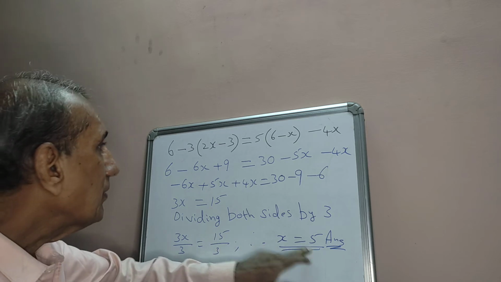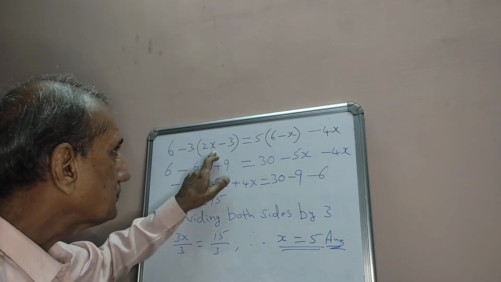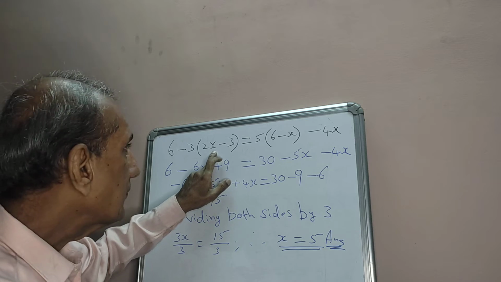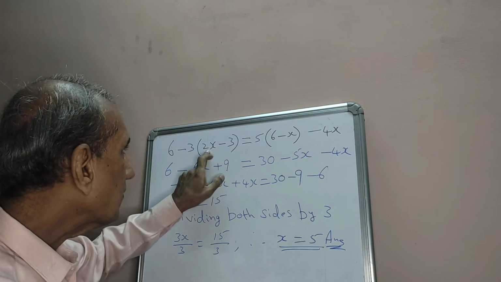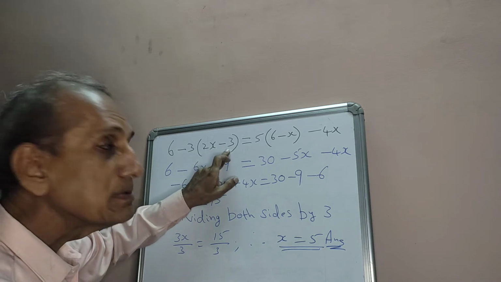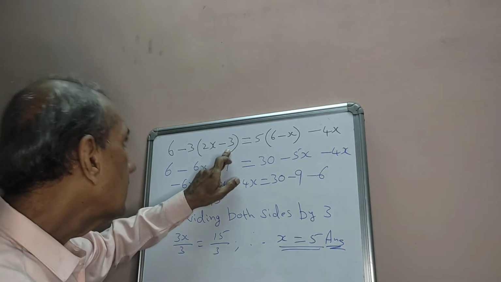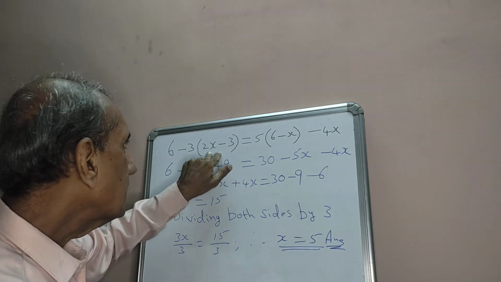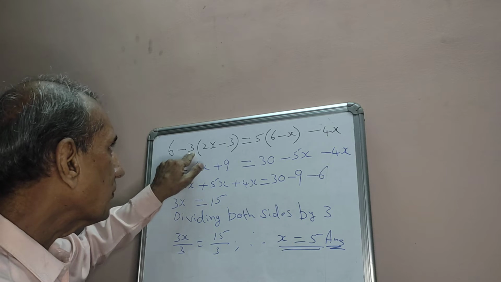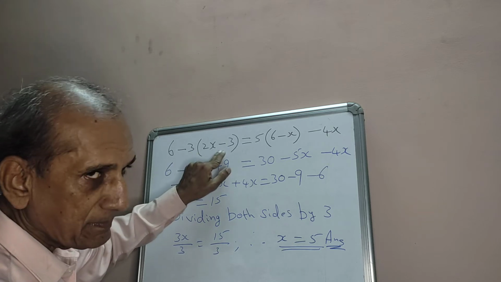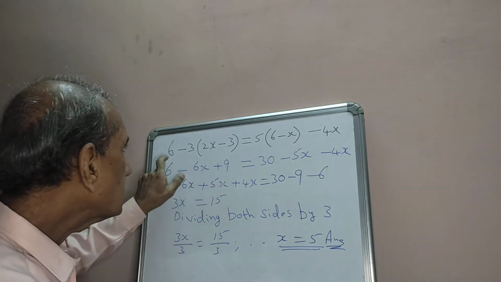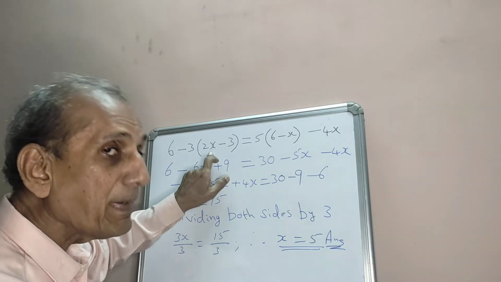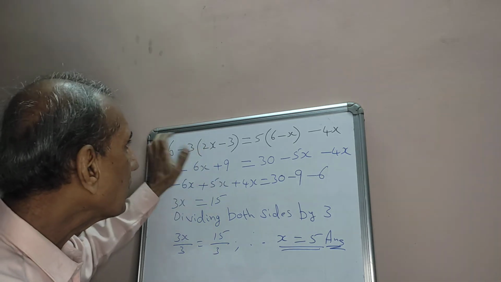Let me do it for you. 5 into 2 is what? 10. First we'll solve this bracket one. 5 into 10. 10 minus 3 is what? 7. Correct? Now 7 over here, then 7 into minus 3 is what? Minus 21. Correct? 6 minus 21 is what? Minus 15. So we got minus 15 over here.